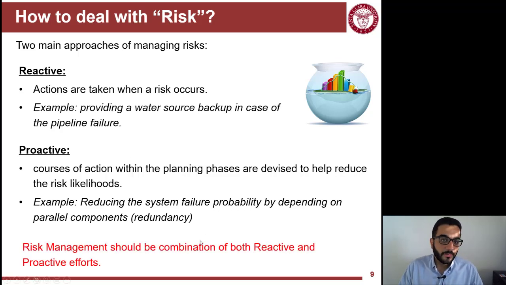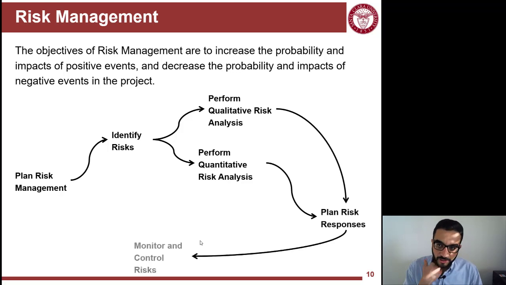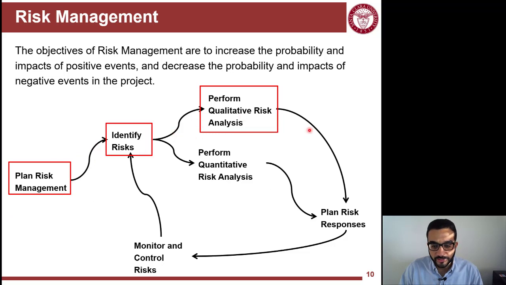So risk management can be a mix of both. No one is truly superior over the other. It depends on the case, and risk management helps you identify which one should be used. The objective of risk management here is to increase the probability and impact of positive events and decrease the probability and impact of negative events. And this happens by first you plan your risk management approach, you identify risks, you do risk analysis, either qualitative or quantitative, and then you plan your responses to such risks, and then you repeat the cycle again. So we'll see the first three major steps here.